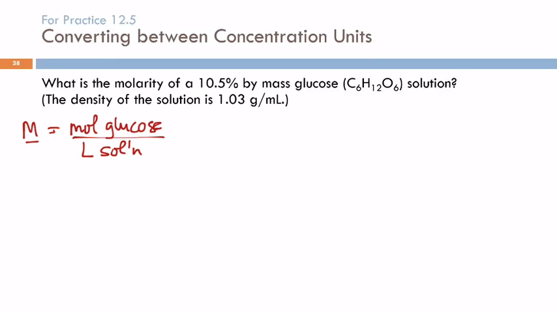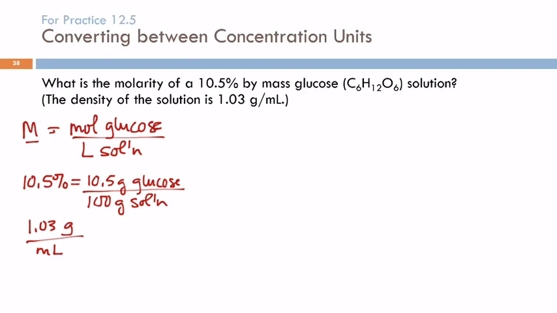This is a situation, you could solve this using dimensional analysis, but it might be more straightforward to be looking at this equation and just finding these two pieces and dividing. So I have this solution. Well, it's 10.5% by mass. So 10.5% means 10.5 grams of glucose per 100 grams of solution. And we're trying to find the molarity, and they're also giving us the density. So the density is 1.03 grams per milliliter. And that's grams of solution per milliliter of solution.